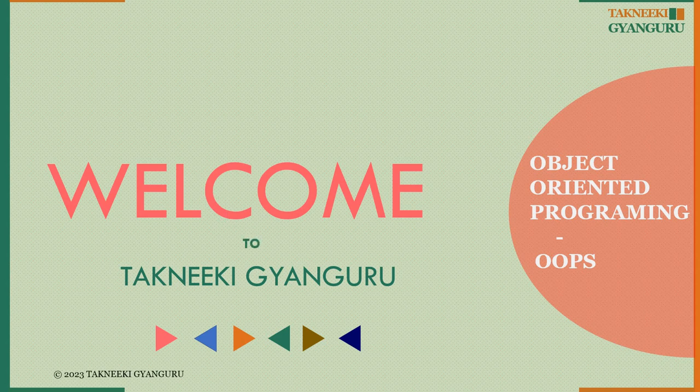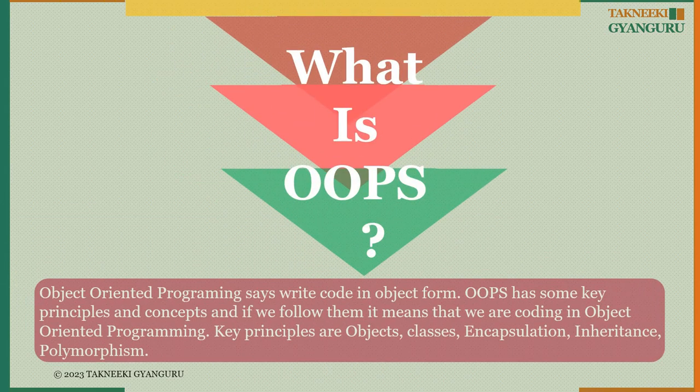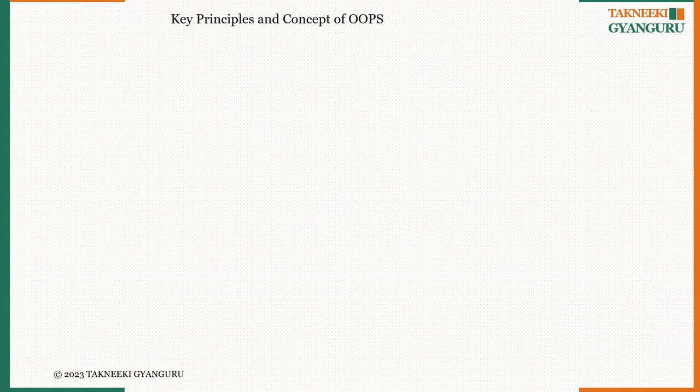Today our topic is object oriented programming, also OOPS. So what is OOPS? Object oriented programming says write code in object form. OOPS has some key principles and concepts, and if we follow them, it means that we are coding in object oriented programming. We have some key principles that are objects, classes, encapsulation, inheritance, and polymorphism. We'll talk about these in detail in later sections.